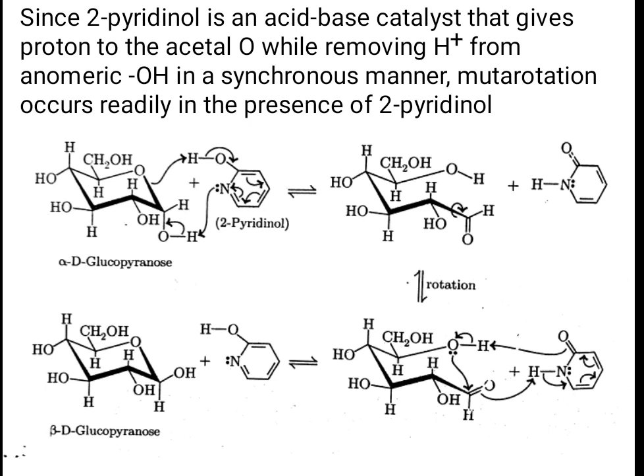In case of 2-pyridinol, at first this nitrogen lone pair will attack this anomeric OH and take up a proton. Then this OH bond will be broken. This oxygen minus will give its electron to this C single bond O, and it will make C double bond O. So simultaneously this bond will be broken, and this oxygen will take a proton from this OH group of the 2-pyridinol. So all of these things are happening simultaneously.